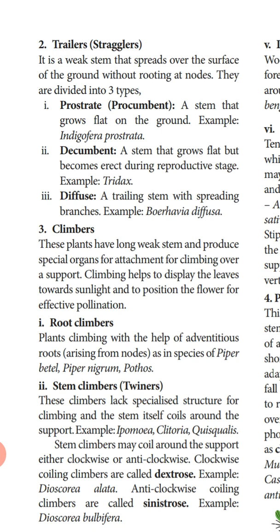Example, Ipomoea, Clitoria, etc. The stem climbers may coil around the support either clockwise or anti-clockwise. So clockwise coiling climbers are called dextrorse. Example, Dioscorea alata. And anti-clockwise coiling climbers are called sinistrorse. Example, Dioscorea bulbifera. So here stem climbers do not have any specialized structure for climbing, but the stem itself will wind around the host. Based on the winding, whether it is clockwise or anti-clockwise, they are classified as dextrorse and sinistrorse.